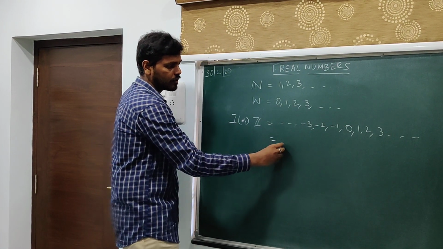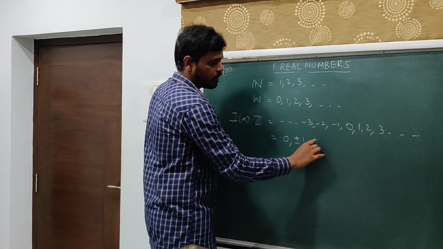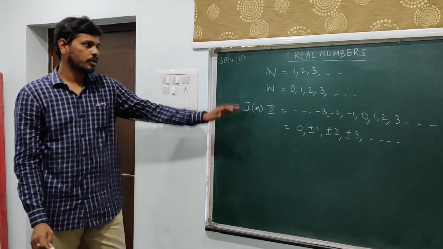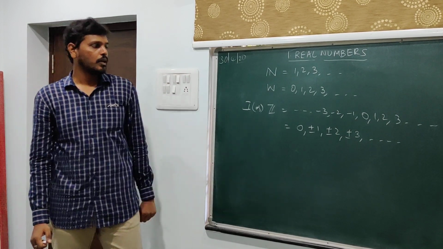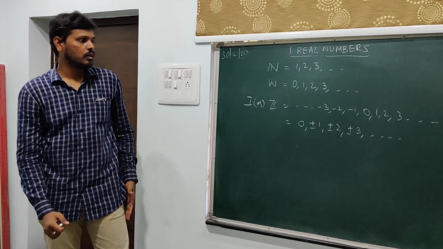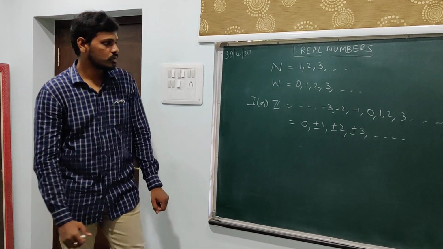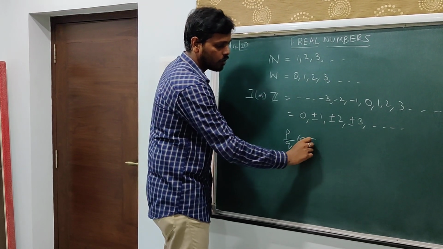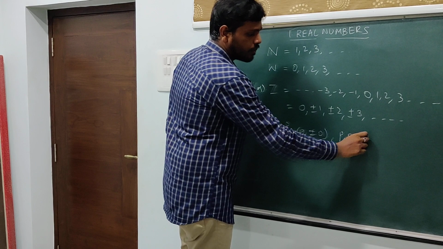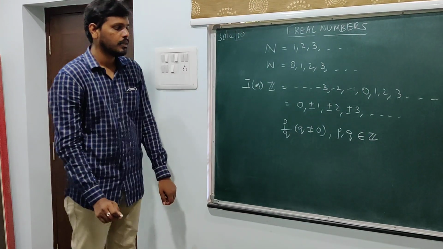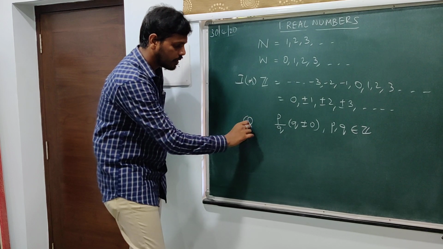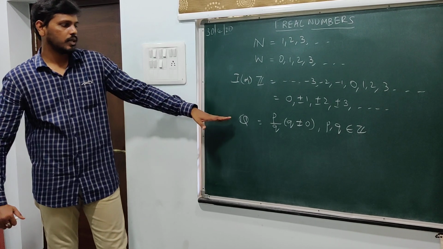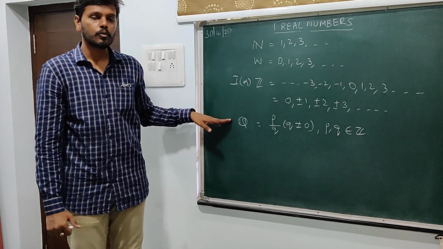Now the same thing you can write in a different way, that is 0, plus or minus 1, plus or minus 2, plus or minus 3, and so on. Now this is what you have learned up to class 7. In class 8, you started with a new collection of numbers which are constructed using integers. Those are your rational numbers. So rational numbers are the numbers which are of the form p by q, where q is not equal to 0 and p, q are integers. Now these rational numbers we denote with the letter Q, and this is the last collection of numbers you have learned up to class 8.